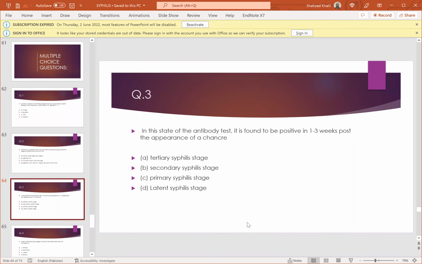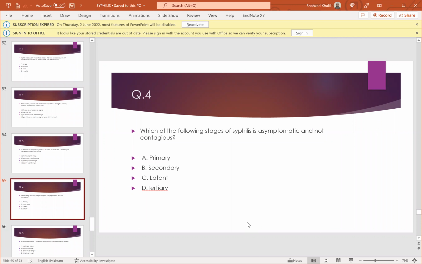In which stage is the antibody test found to be positive 1 to 3 weeks after the appearance of the chancre: tertiary stage, secondary syphilis stage, primary syphilis stage, or latent syphilis stage? The correct answer is primary syphilis. Chancre is a feature of the primary stage.